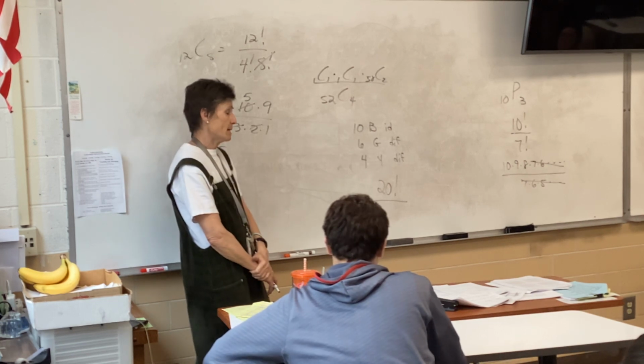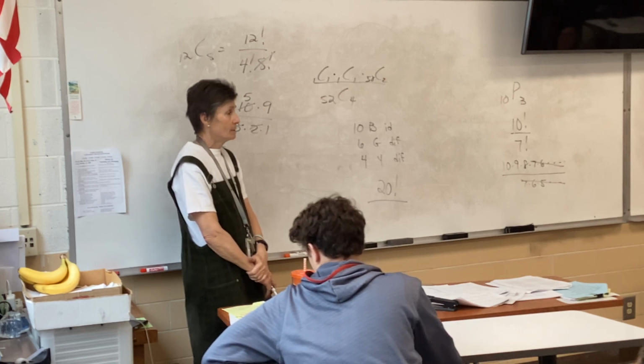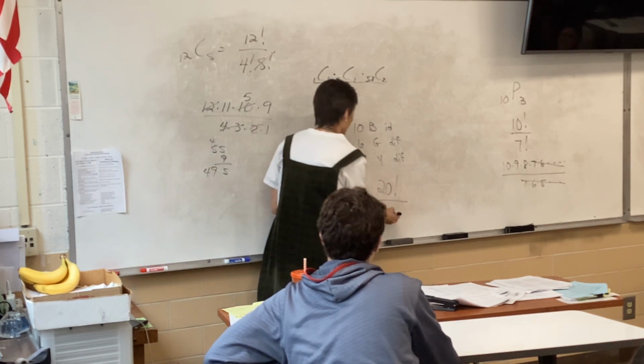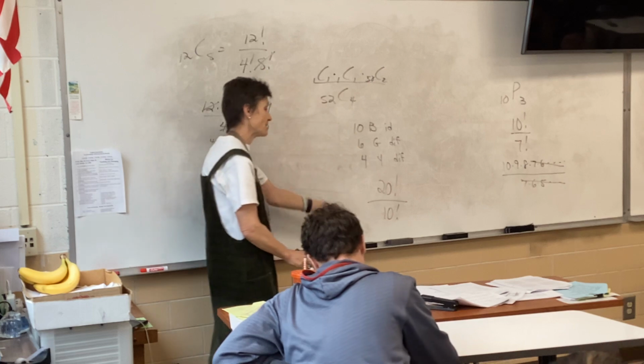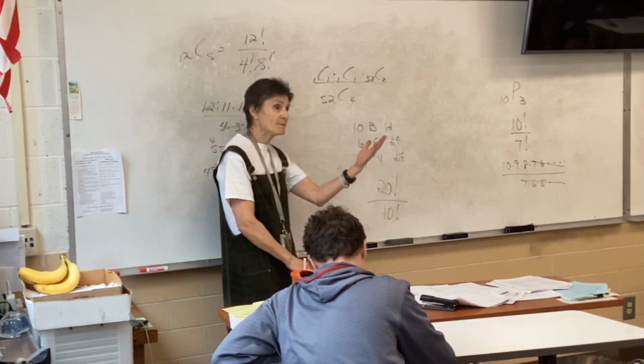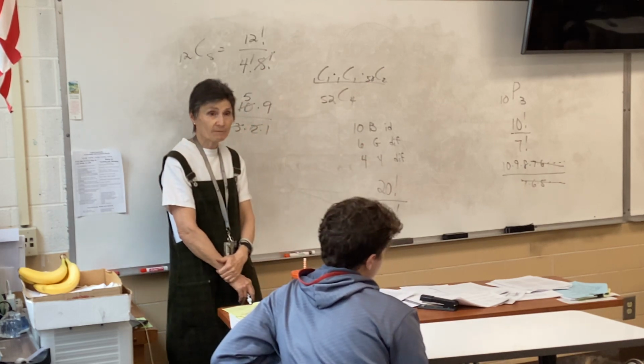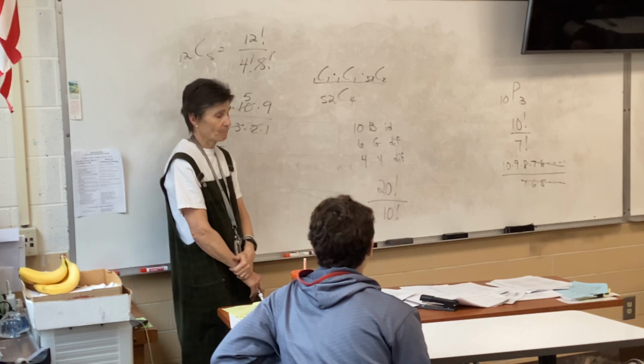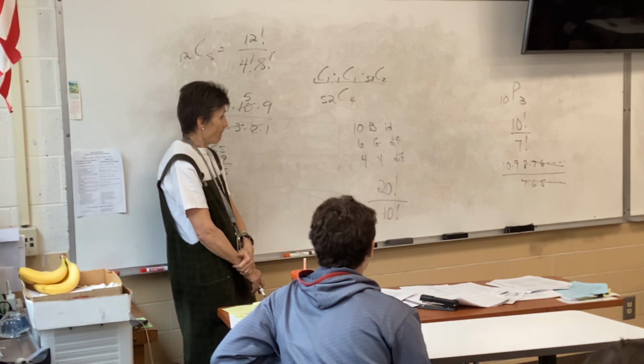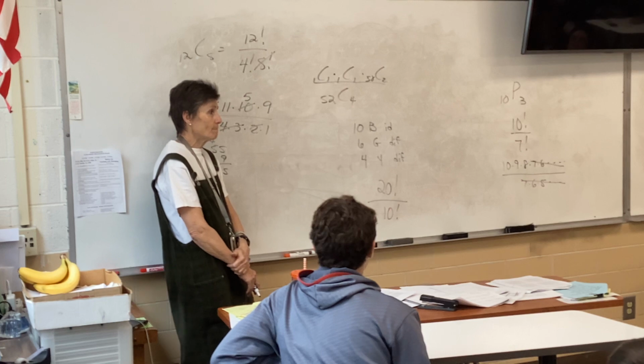Okay, am I done? Divide by 10. I have to divide by 10 factorial for sure, because that's just like having 2 M's in the word. You have to divide by whatever's the same. 6 and 4. And then there's one more.